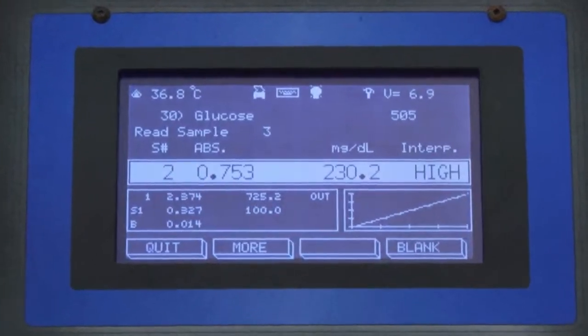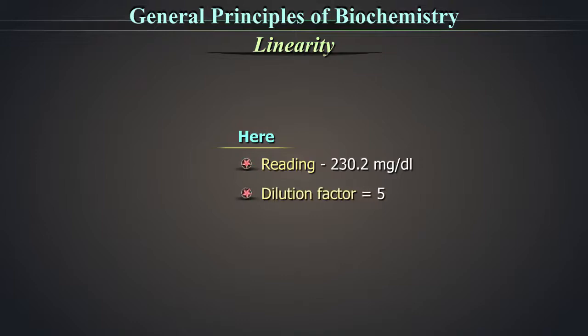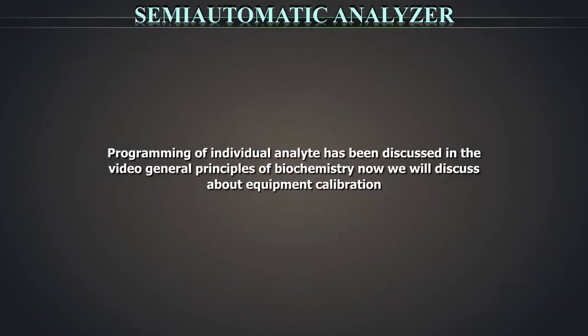The reading now is 230.2 mg per dl. Multiply this by dilution factor, that is 5, as the dilution of sample was 1 part sample and 4 parts normal saline to get the final value. So here the patient value for glucose is 230.2 multiplied by 5, which is equal to 1152 milligrams per deciliter. Programming of individual analyte has been discussed in the video on general principles of biochemistry.